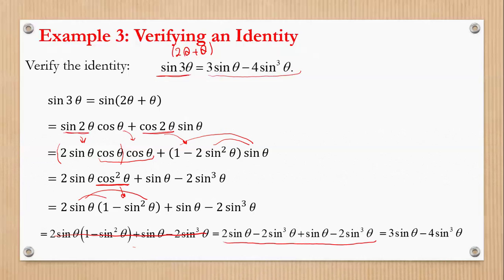And now we can combine like terms, because sine theta and sine theta are like terms, and we can add them together. 2 sine theta plus 1 sine theta is 3 sine theta. And these two are also like terms because both of them have sine cubed, and negative 2 sine cubed minus 2 sine cubed is negative 4 sine cubed. And the answer is negative 4 sine cubed. And you see that's exactly the right side of the equation. And we are done.